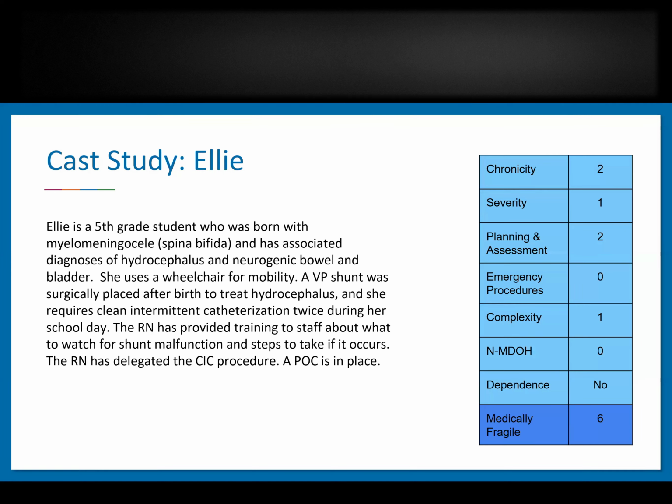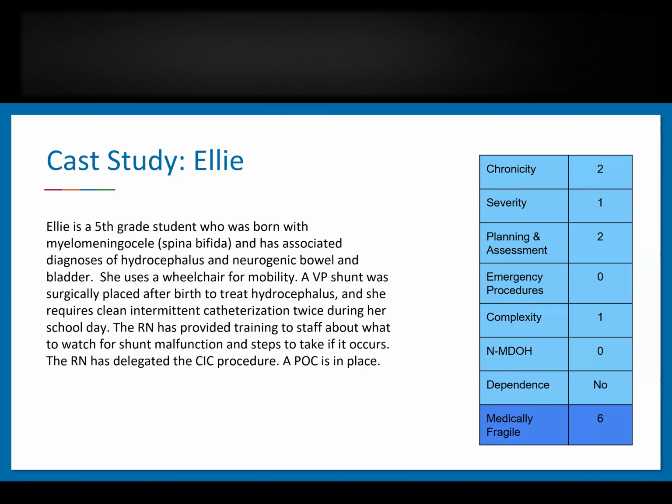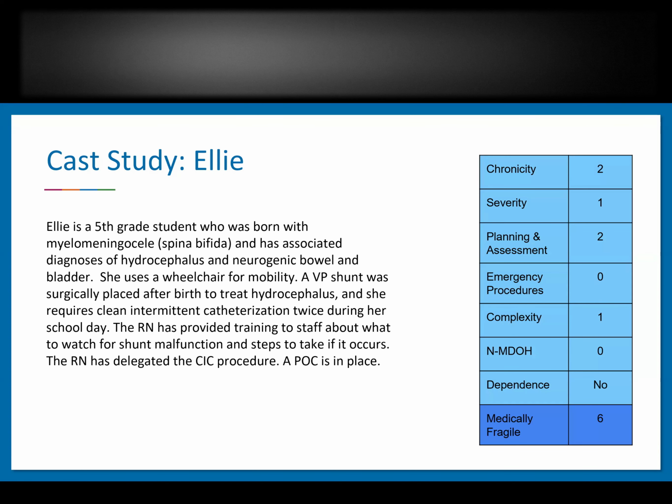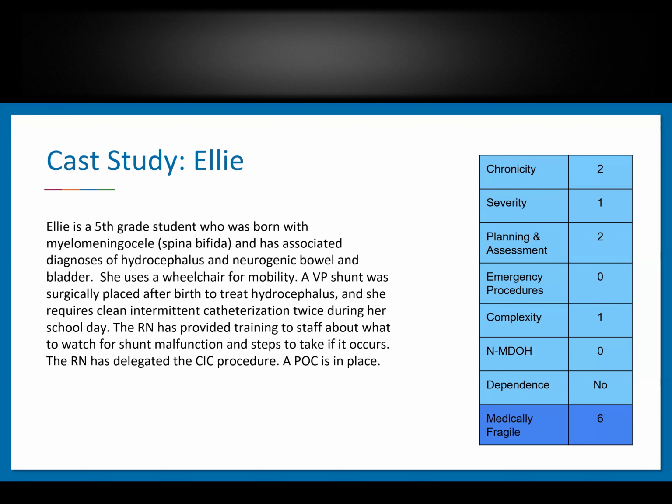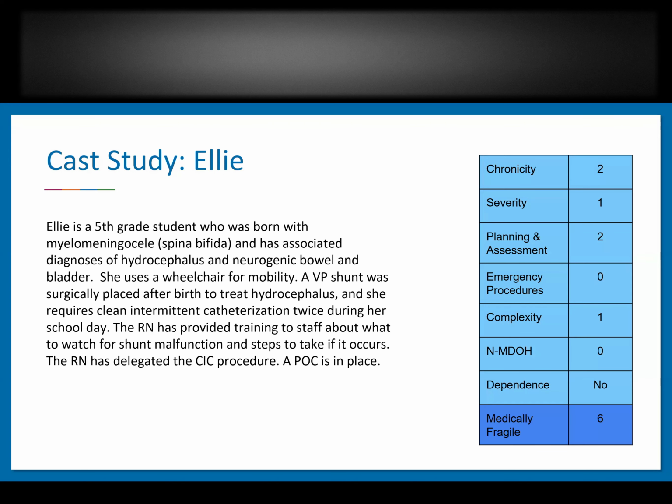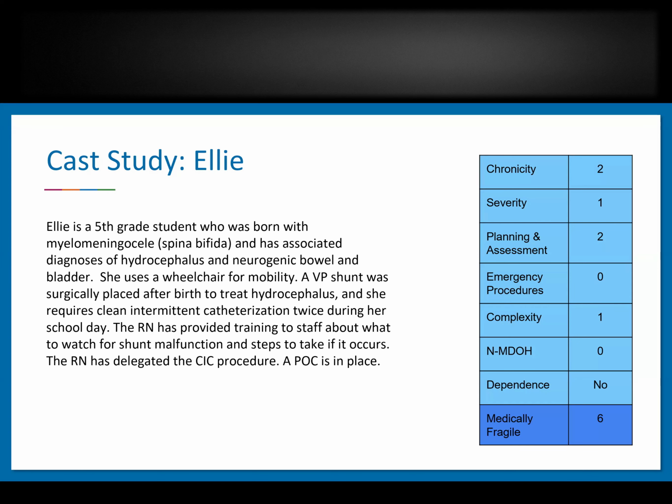Ellie is a 5th grade student who was born with myelomeningocele spina bifida and has associated diagnosis of hydrocephalus and neurogenic bowel and bladder. She uses a wheelchair for mobility. A VP shunt was surgically placed after birth to treat hydrocephalus, and she requires clean intermittent catheterization twice during her school day. The registered nurse has provided training to staff about what to watch for shunt malfunction and steps to take if it occurs. The RN has delegated the CIC procedure. A plan of care is in place.